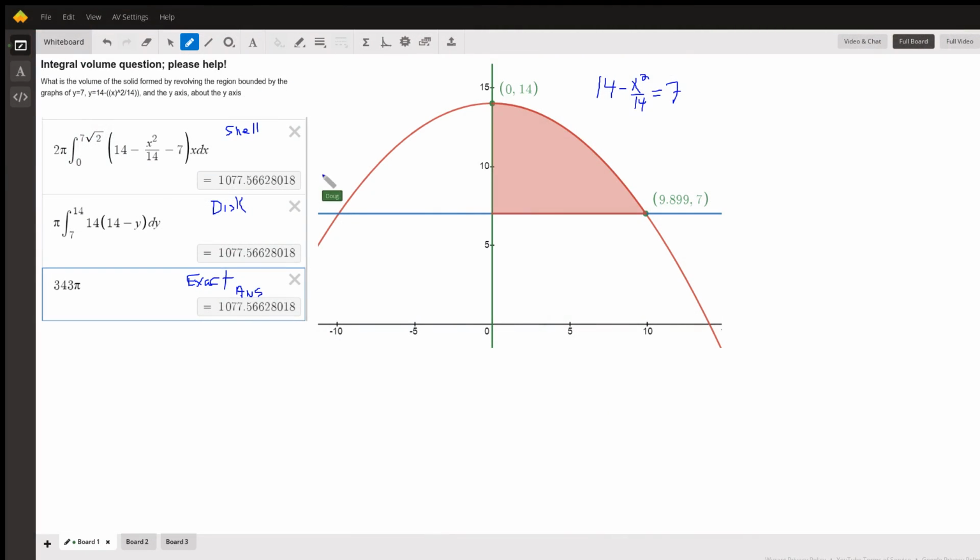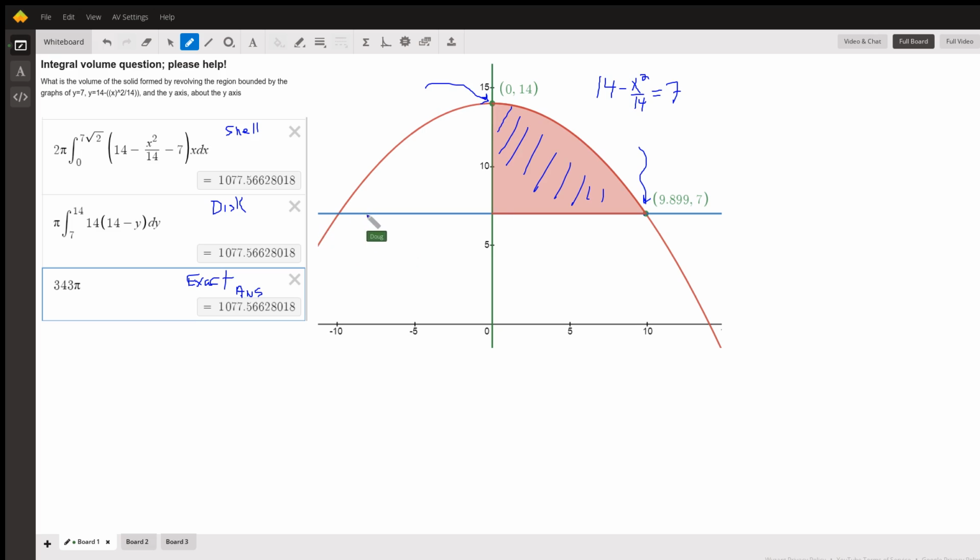Okay, here we go. Over here to the right, we have the graph of the function f of x equals 14 minus x squared over 14. And we want to revolve this region right here about the y-axis. And in order to do that, we need to find this point of intersection first, as well as this one, depending on which method we're going to use.